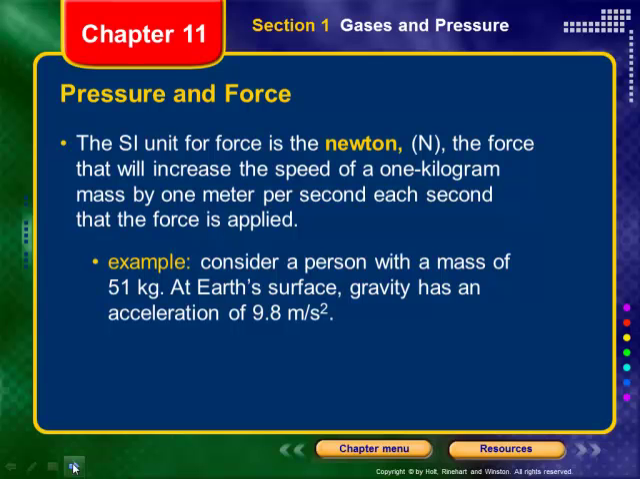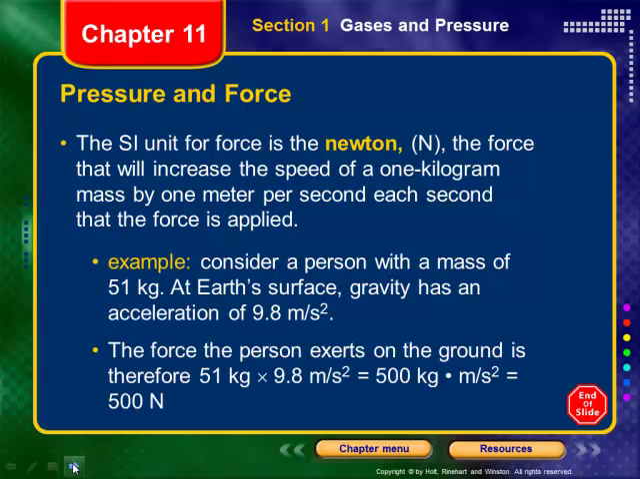If you have a person on the surface of the earth that has a mass of 51 kilograms, and notice that this is correctly stated here, the mass of the person is 51 kilograms. At the surface of the earth, the acceleration due to gravity is 9.81, or here they say 9.8 meters per second squared. The force exerted by that person on the ground, therefore, would be 51 kilograms times 9.8 meters per second squared, which gives you 500 kilogram meters per second squared, which is a Newton. Okay, a kilogram meter per second squared is a Newton, so that's 500 newtons. That's the force they're applying to the ground.